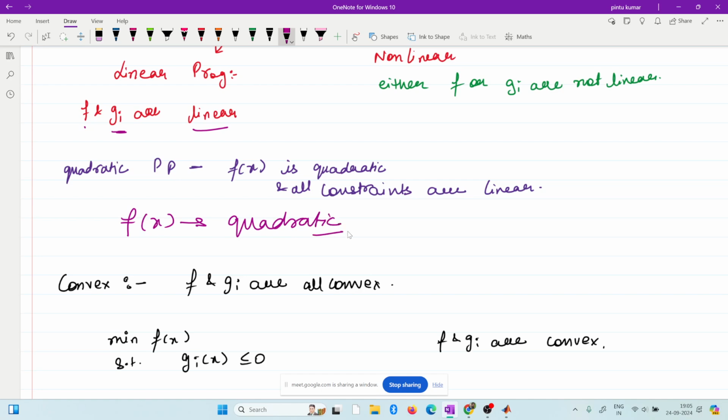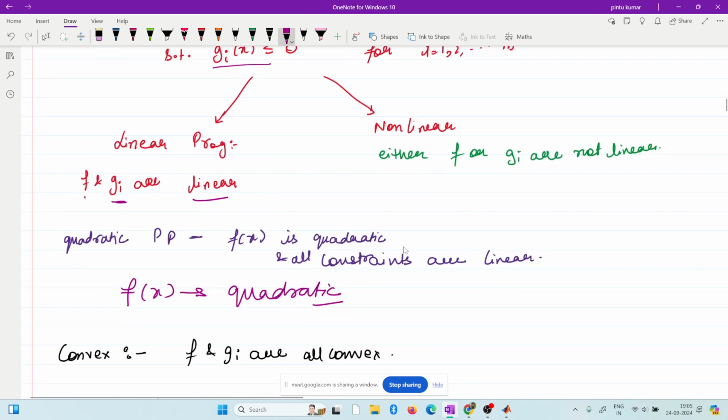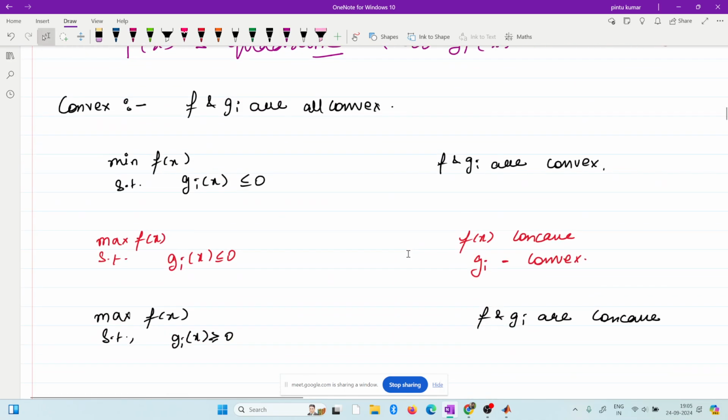Okay. But all your constraints, the gi's, and all gi's are linear. So this kind of setup is called a quadratic programming problem, and it is generally given by minimize c transpose x plus half x transpose Qx. Okay. So this is the general setup of your quadratic programming problem.